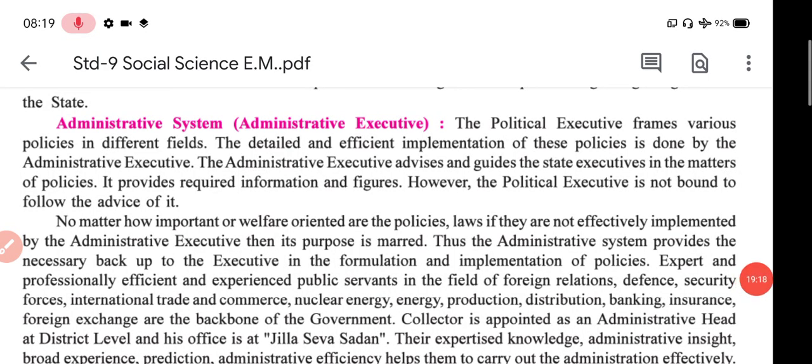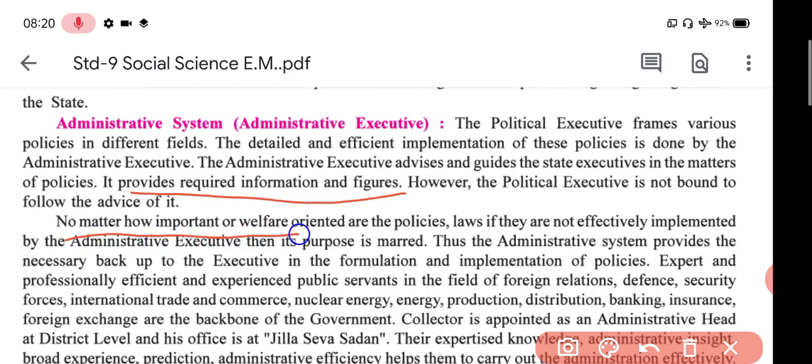Please, students, you can also underline some important topics with me. First one is, it provides required information and figures. Then, in the second paragraph, the first line is: no matter how important or welfare-oriented the policies and laws are, if they are not effectively implemented by the administrative executive, then their purpose is meaningless.